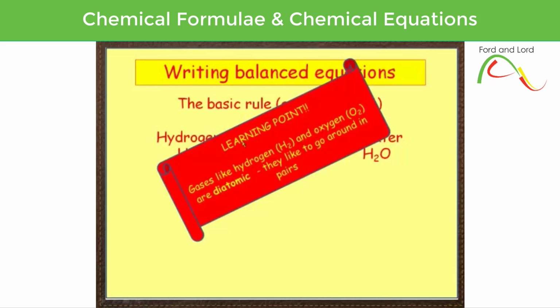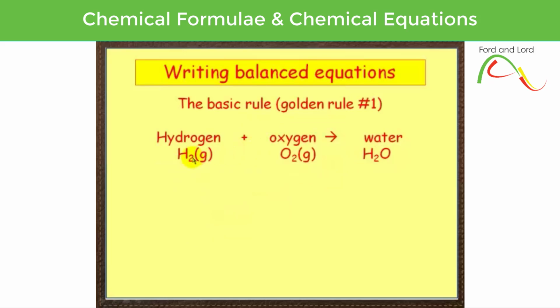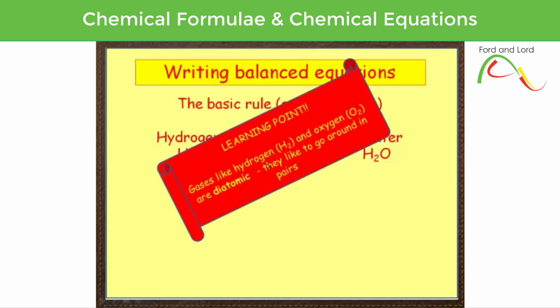What's this? Warning sign, learning point. Let's go back a second. Notice hydrogen's always H2, oxygen's always O2. So what's this saying? Gases like hydrogen H2 and oxygen O2 are what we call diatomic. They like to go around in pairs. So hydrogen H2, oxygen O2, nitrogen N2, chlorine Cl2. They're diatomic. They go around in pairs. Got it?